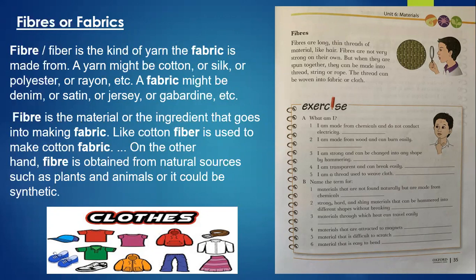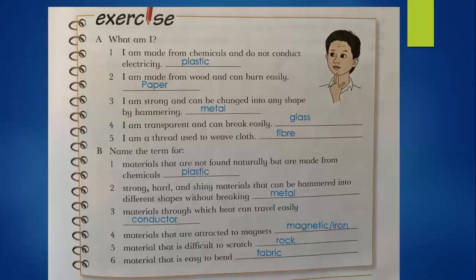Okay, this is all about the different kinds of material. Now we have our exercise. Let's see what they are asking. They're asking, what am I? What am I means there is a sentence and you need to find out what this is. Okay, let's read number 1.